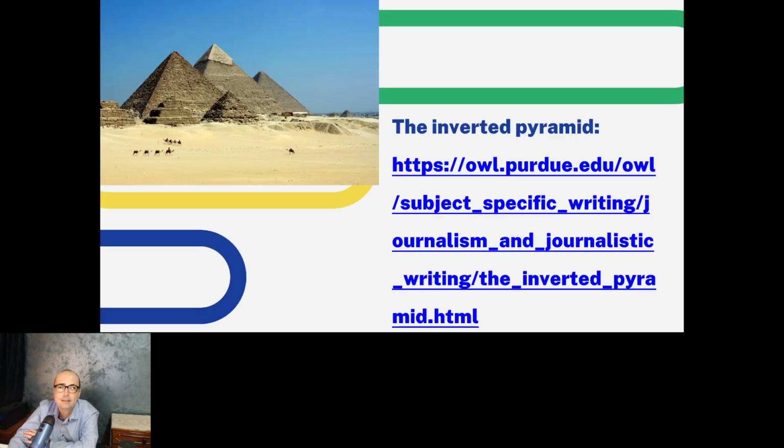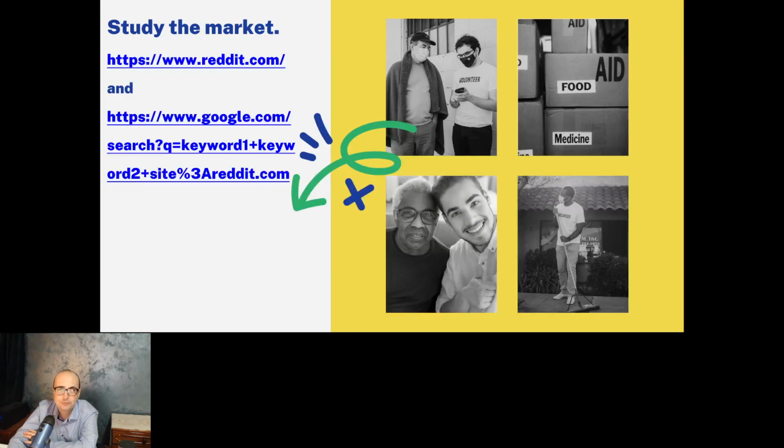There is a principle called the inverted pyramid, which states that you should place the most important things at the top of the article, then less important things, and so on, and finally end the article with the things that, even if they are not read, that's fine with you.